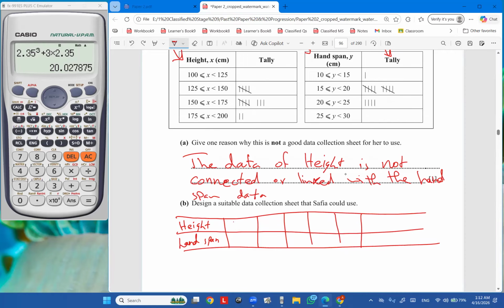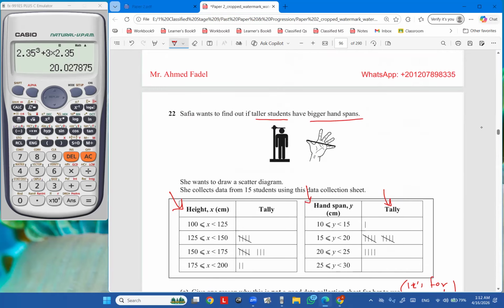Another way you could have said this is for grouped data. She should have collected individual data, not grouped data, for that scatter graph.